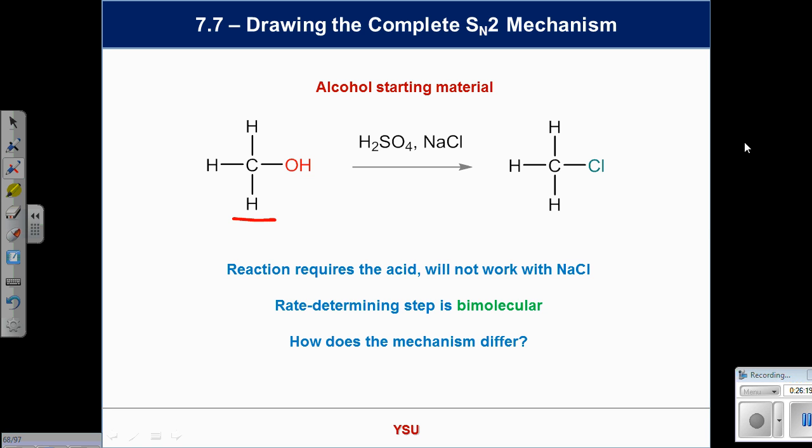All right. So what we've got here is the alcohol. Is the alcohol a good leaving group or a poor leaving group? Poor. I need to give it some help. The simplest way to do this is to add some acid. If I add some acid here, sulfuric acid, for example, it will protonate this thing.